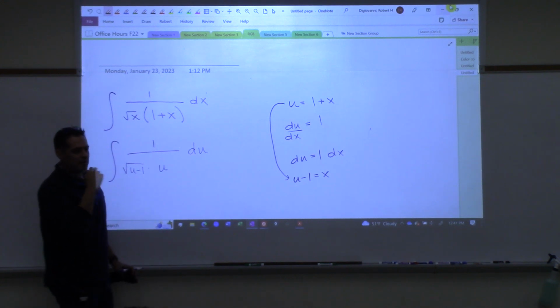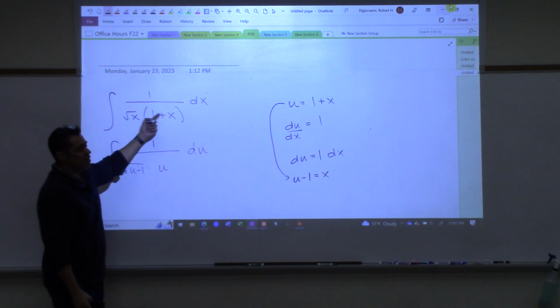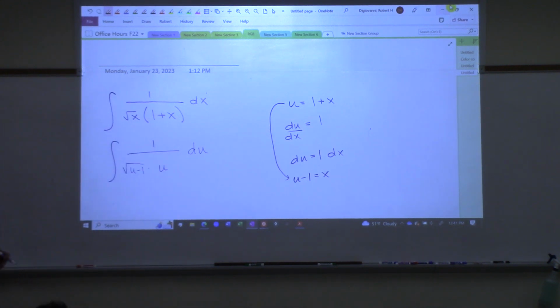Right. Could you do this without substitution if you distributed the square root of x throughout the denominator? You could try. I mean, you could try and distribute it as square root of x through here. You could. Okay, we're out of time. All right? We're out of time, so we're going to have to wrap this up.